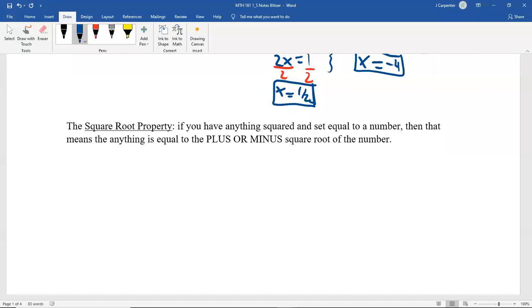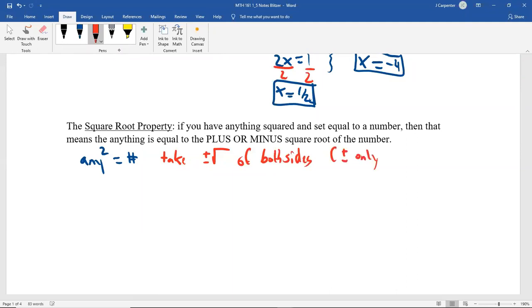Now this plus or minus is the actual literal plus or minus symbol, and we're going to see this for quite a while, not just in the square root property, but in completing the square and in the quadratic formula. This is a very common symbol that we'll see over and over and over. What I'm saying here is, if you have anything squared equal to a number, this is what you will do. You take the plus or minus square root of both sides, but the plus or minus only on the number side.